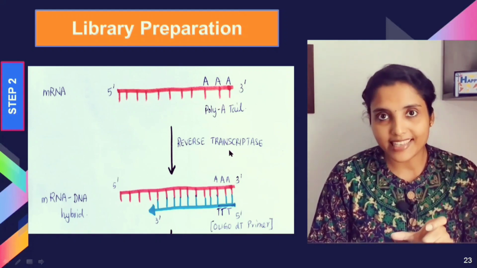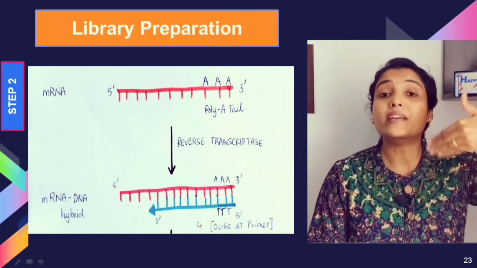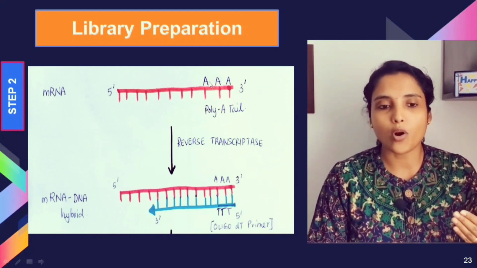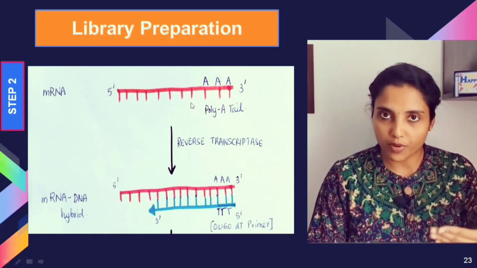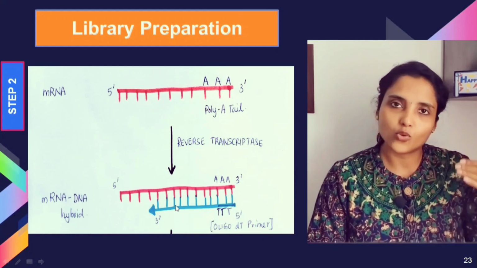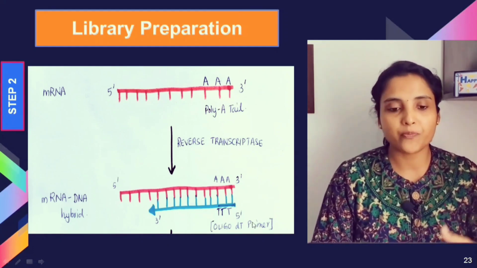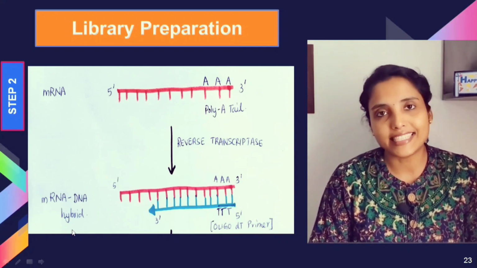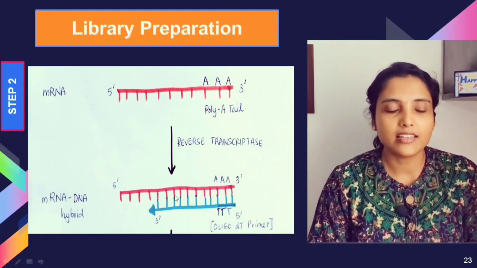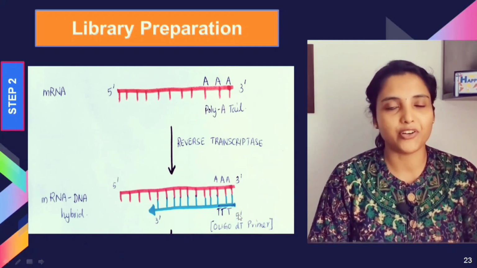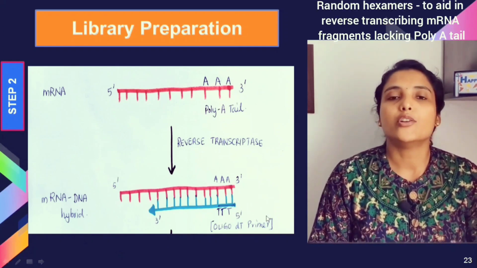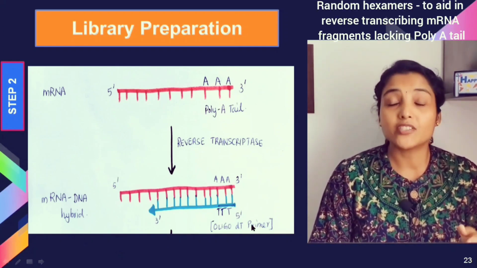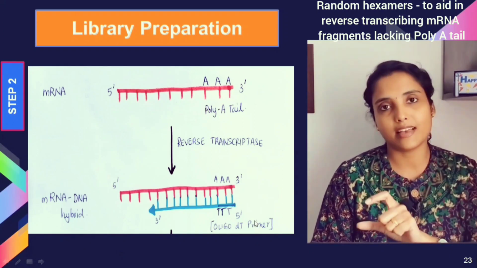Reverse transcriptase enzyme then can start forming the first strand of cDNA. Whatever base is complementary to this will come and attach over here, and so on and so forth. That will take place. So what you get as a result of this is an mRNA-DNA hybrid. Also, we need to remember, not only do we use oligo-dT primers, we also use random hexamers.